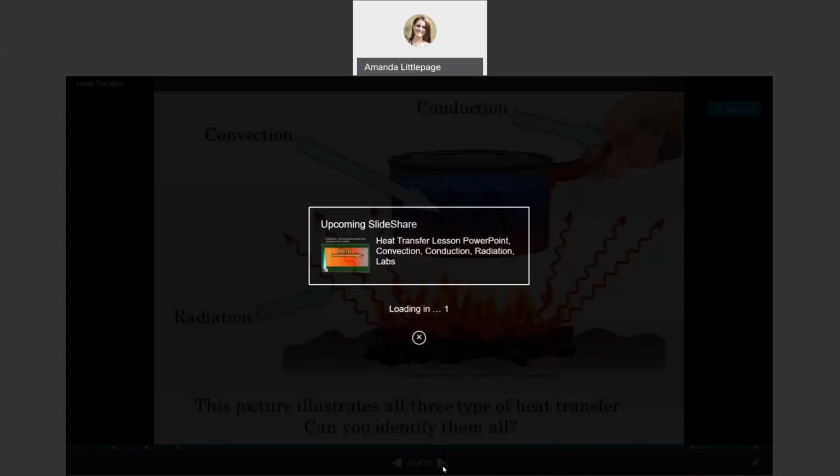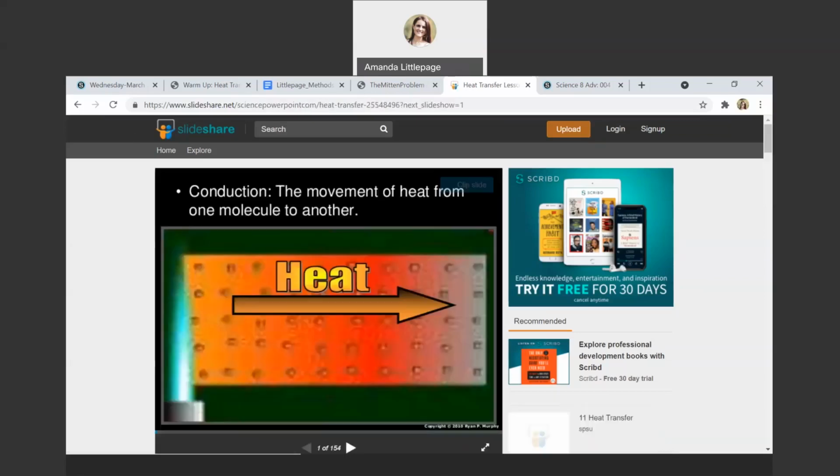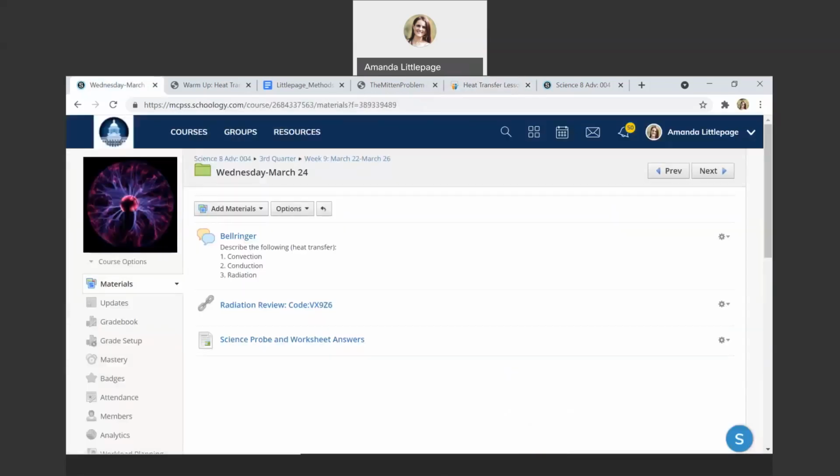All right, so that's it for my review slide. So hopefully you guys now have everything that you need to be successful tomorrow. So don't forget, make sure you do the radiation near pod review and then the conduction and convection one that is posted in yesterday's folder for Tuesday the 23rd. I think you'll be successful tomorrow, so good luck.